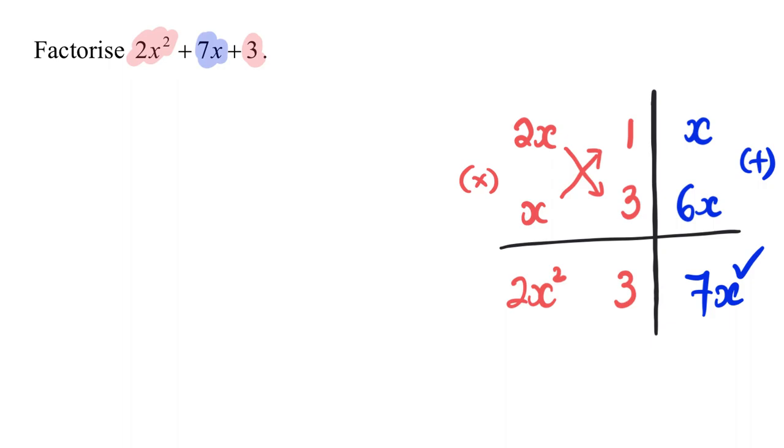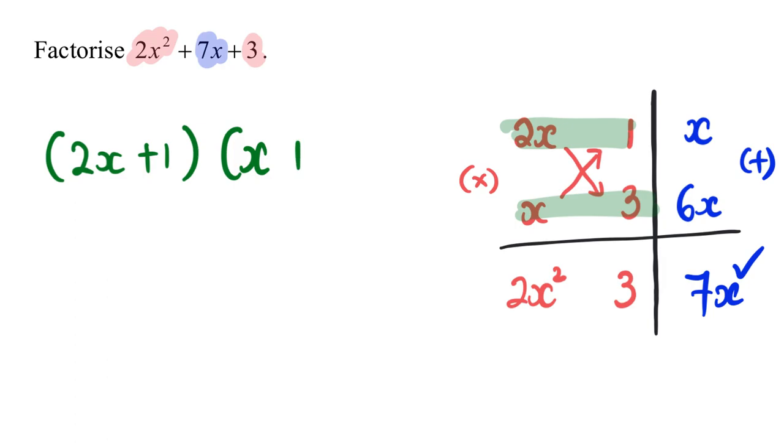And the answer is 2x plus 1, x plus 3. And therefore, this will be the answer to this factorization. 2x plus 1, x plus 3.